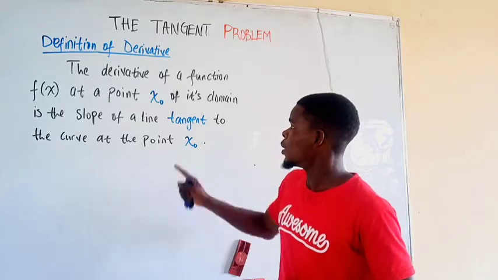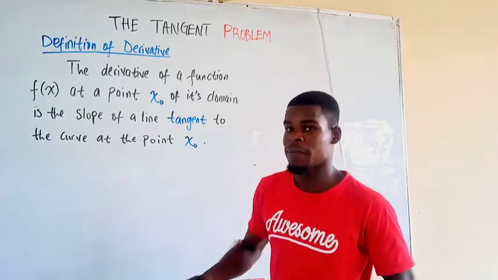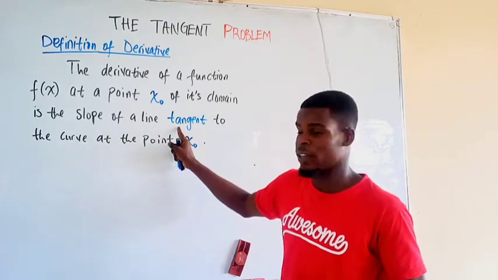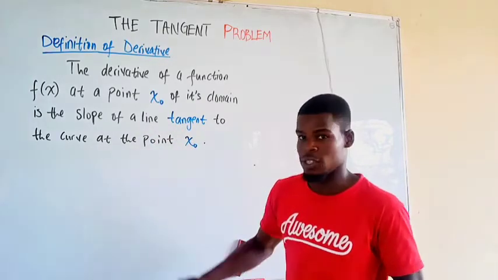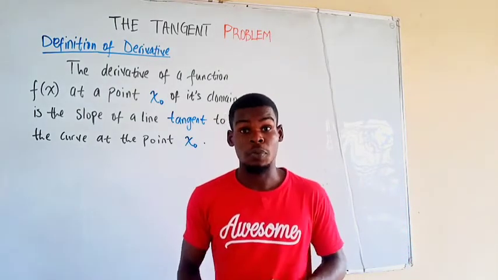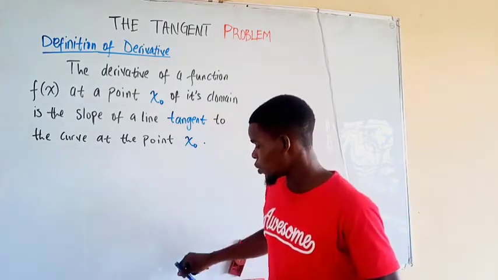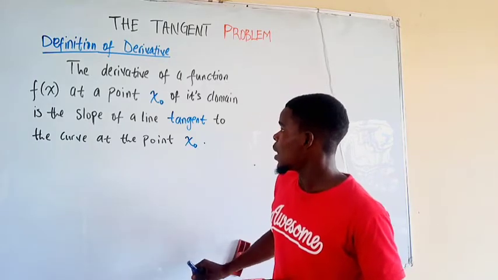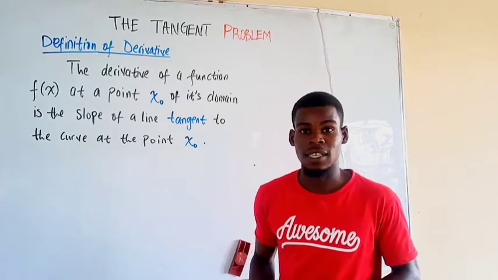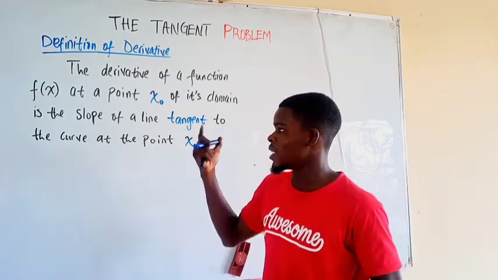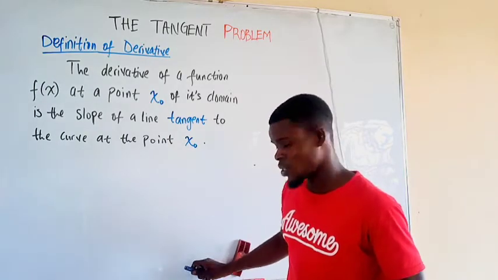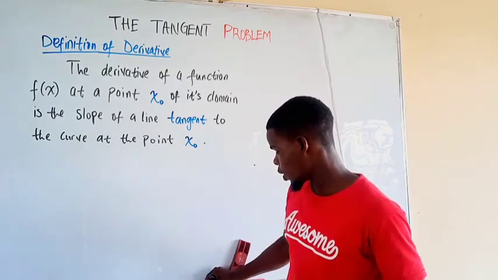Now, the derivative of a function at the point x naught of the domain is the slope of the line tangent to the curve at that point. So you have a function, and we must have plotted it on a graph so that it becomes a curve. The line that is tangent to that curve at the point x naught is called the tangent line, and the slope of that tangent line is the derivative of that function at that point. So let me draw a pair of axes and show you what I'm talking about.